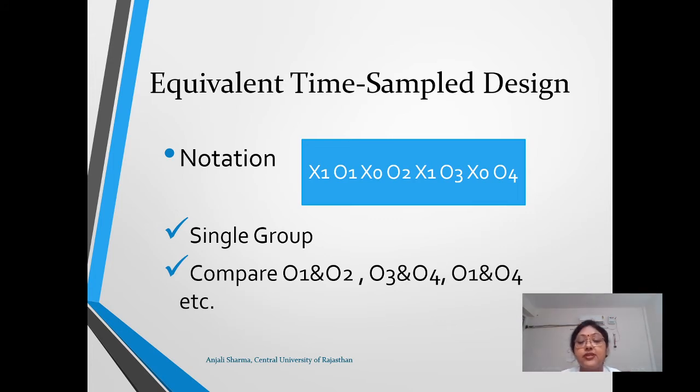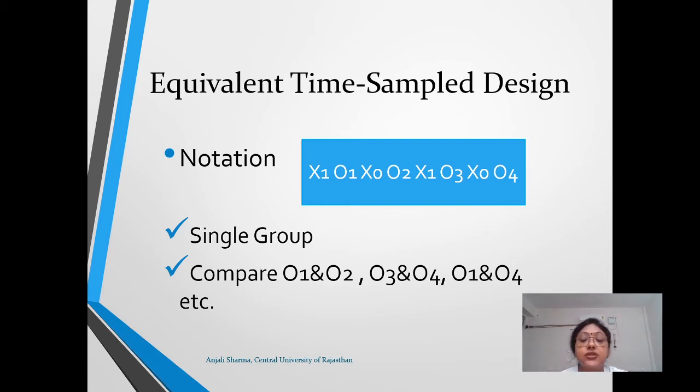The same intervention we are going to repeat here, and then again we will give the gap, that is X0, no intervention, and after that we are going to administer one more testing. And it is also a single group design.